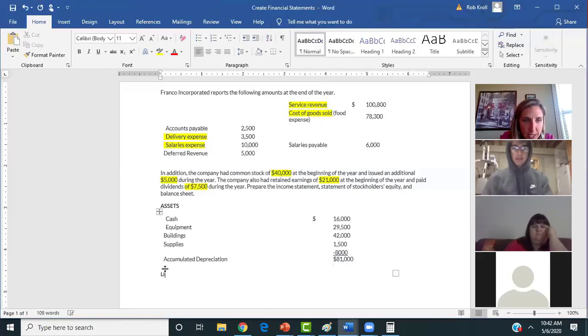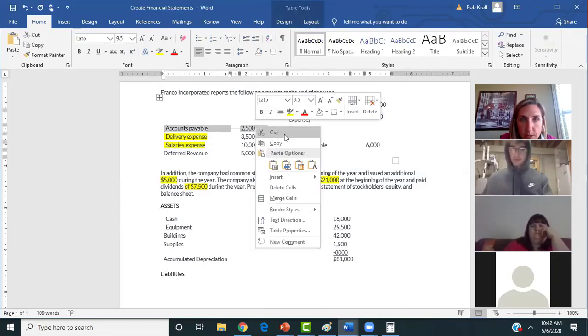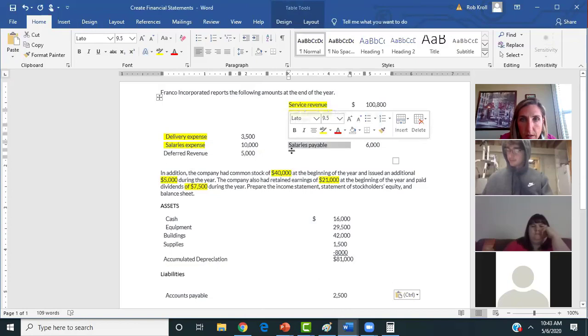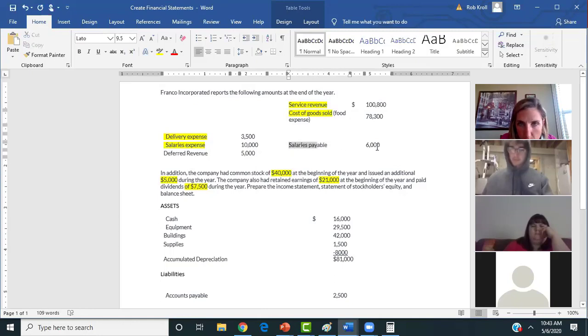Okay, so liabilities are anything that says payables, right? So we still have the accounts payable and we have the salaries payable. And remember that deferred revenue is also a liability. So once we add up these liabilities, this is why I liked using my whiteboard instead of this Word document. It's not cooperating.